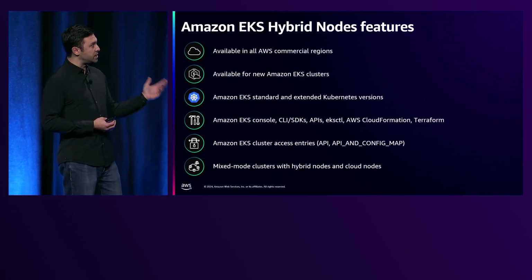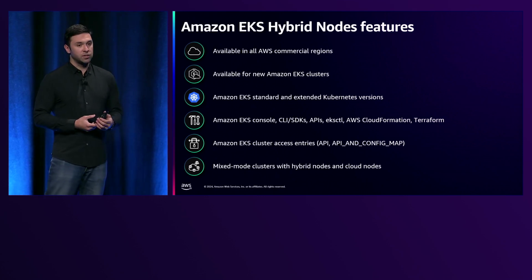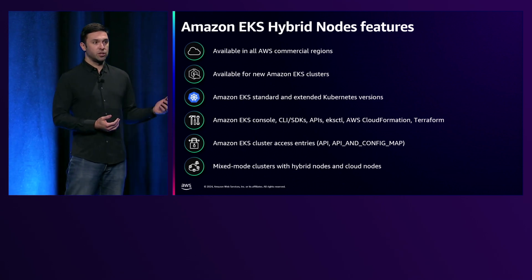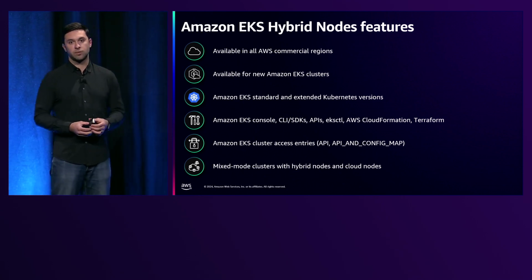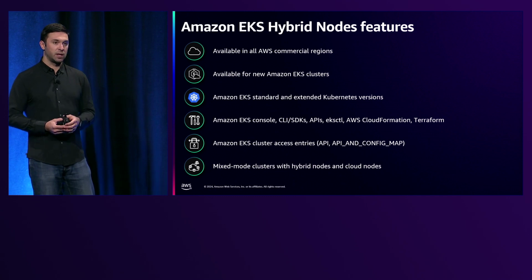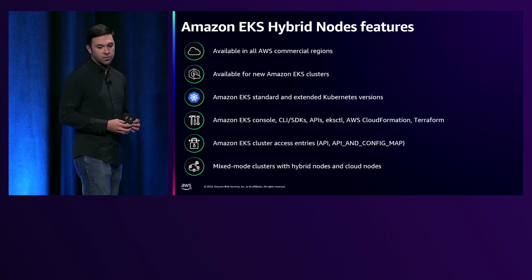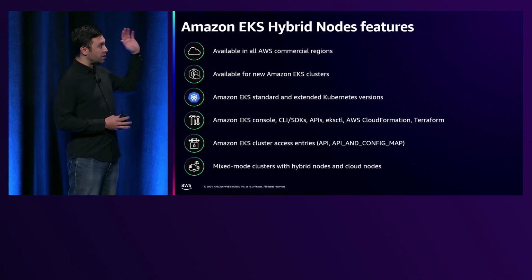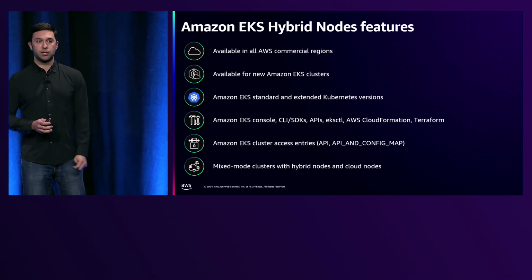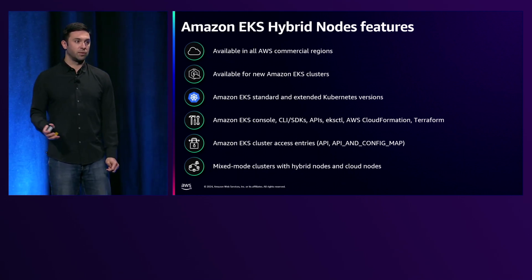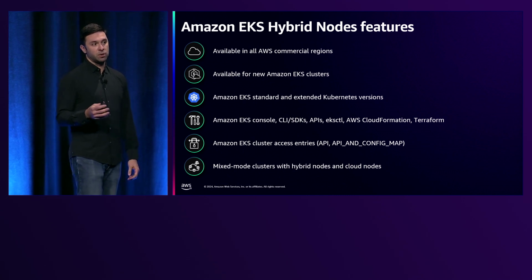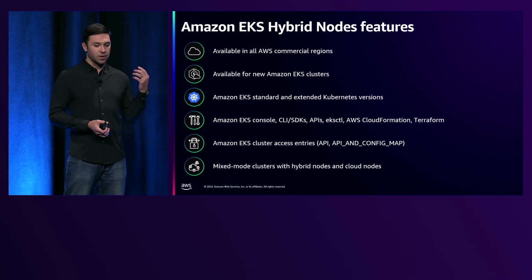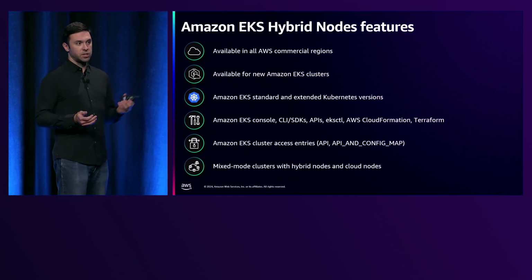You can also use the same EKS Kubernetes versions for both standard and extended support. Standard support for Kubernetes versions in EKS is 14 months, and then extended support adds on another 12 months to that 14 months for a given Kubernetes minor version. The same interfaces that you're used to for managing EKS clusters are also available for managing hybrid nodes enabled EKS clusters. You can use the console, CLI, eksctl, the APIs, CloudFormation, Terraform.